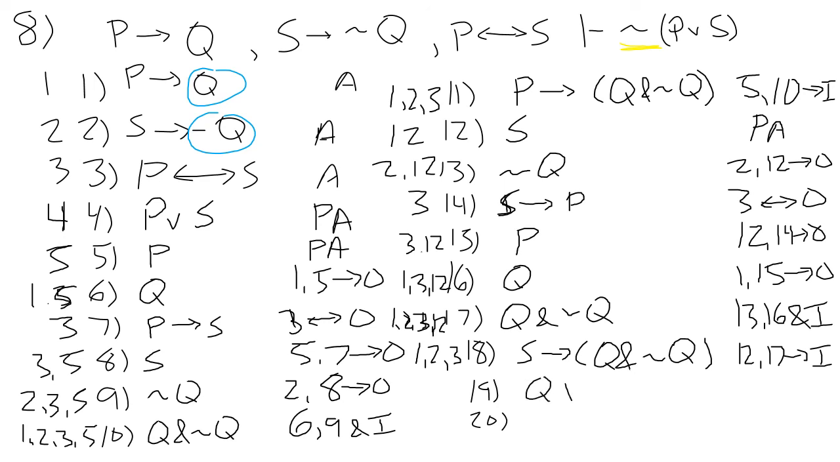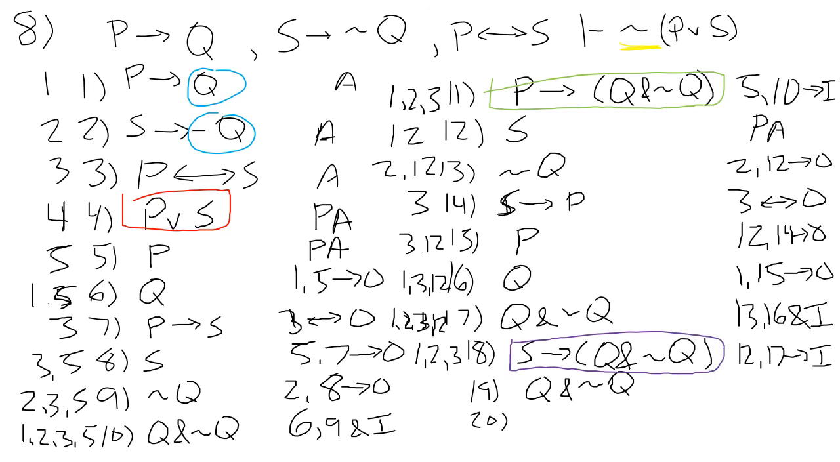So then I can write Q and not Q from, here is my wedge. Here is one of my conditionals, and here is my other conditional. So from 4, 11, 18, wedge out, and 1, 2, and 3.